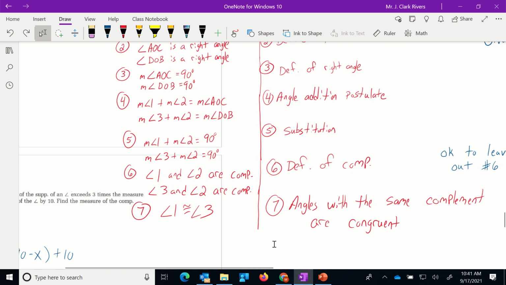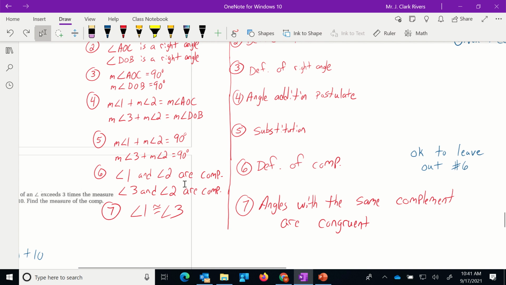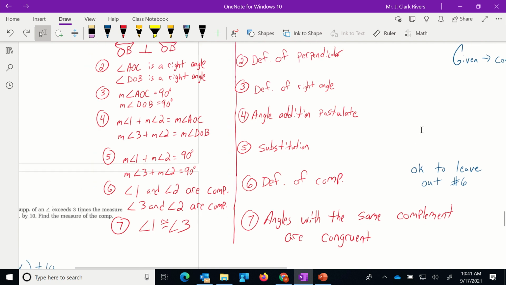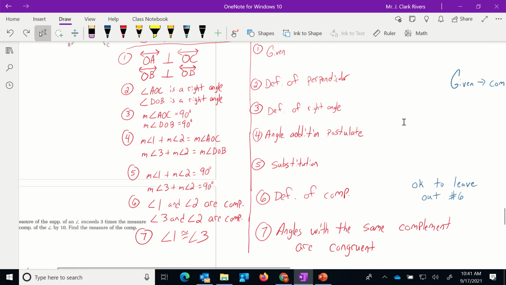Our final statement and reason is angle 1 is congruent to angle 3 because angles with the same complement are congruent. So I made a little note off here to the side. It's okay to leave out number 6. Questions on that one? The order might have been a little different. Your given information was probably first.